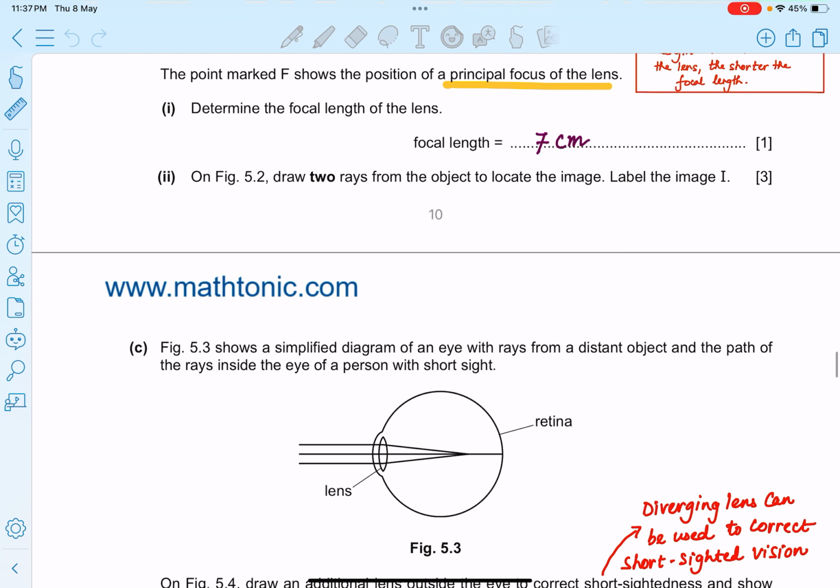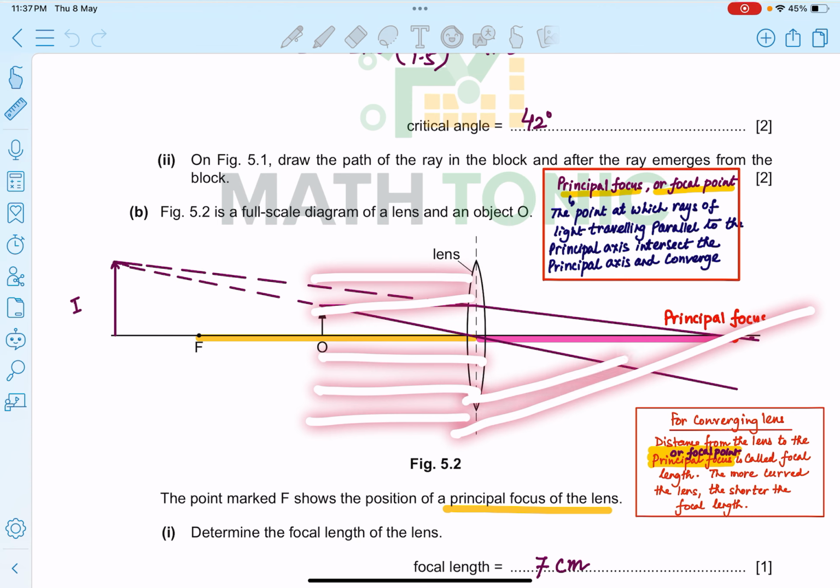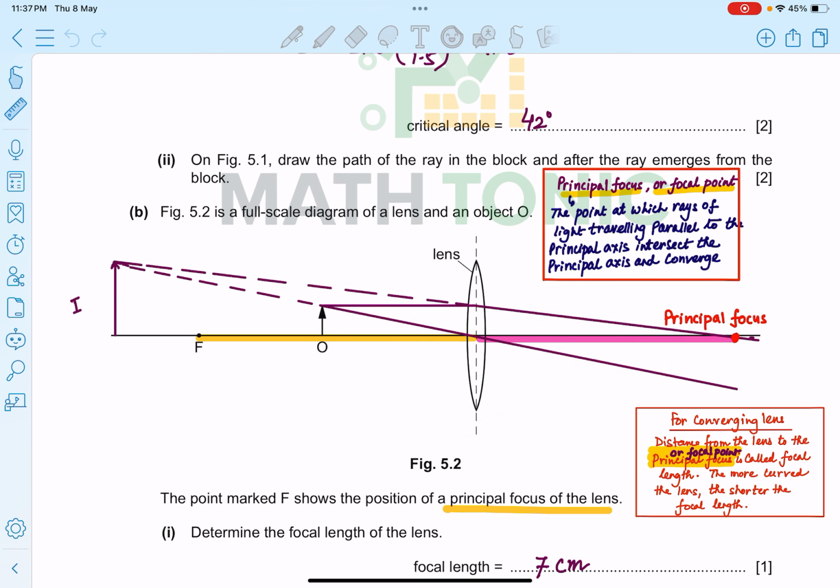Now, got everyone clearly? This part you understood. I have written the notes for that also. The principal focus, or focal point, is the point at which rays of light traveling parallel to the principal axis intersect the principal axis, or converge. If I draw multiple parallel lines like this, every line will pass through this principal or focal point. Did you understand everyone clearly?